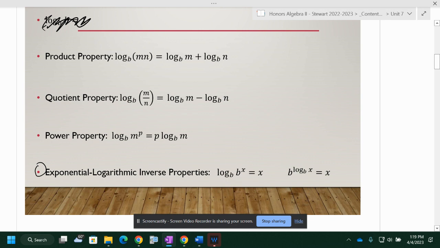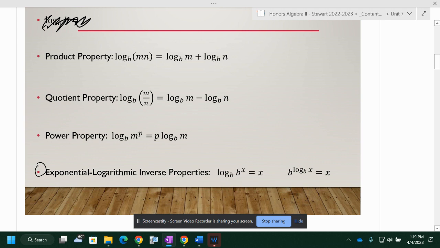Multiplication means addition. Division means subtraction. And then anytime that you have an exponent, you can actually pull it out front. Now, there's two different ways. There's an expanding of your logarithm, and then there's a contracting of your logarithm, or simplifying. I'm going to show you how to do one of those ways, and then you'll have some practice on it. There's also the exponential logarithm inverse property.